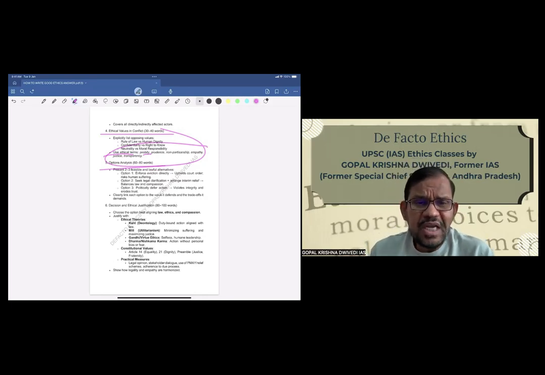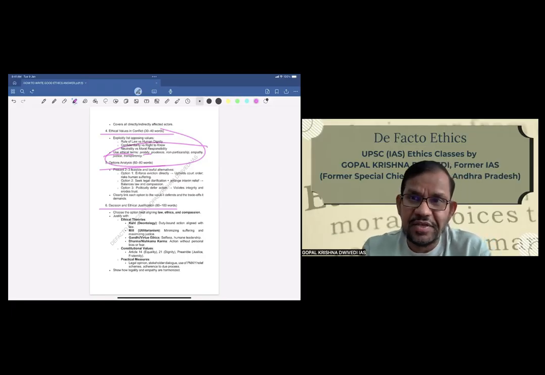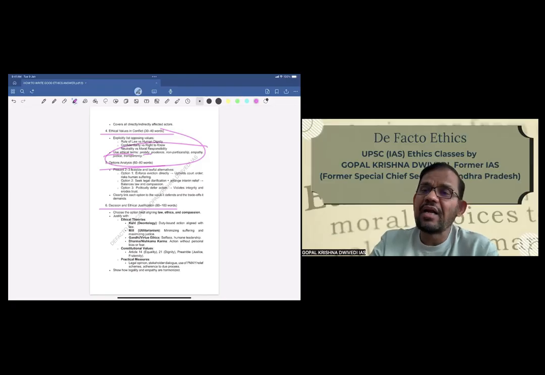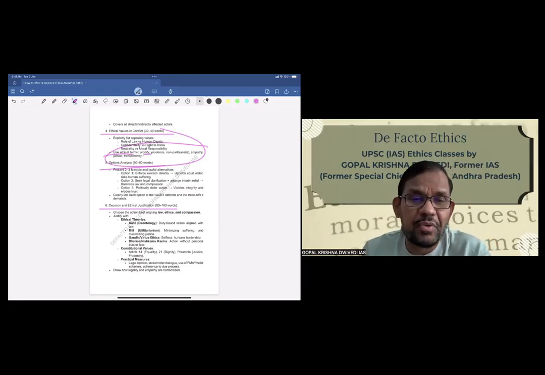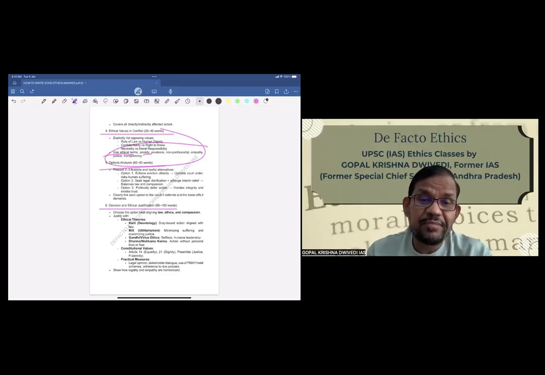Then decision and ethical justification. As I told, after analyzing all the options, you clearly say that this option is the best option as far as such and such case study, scenario or officer is concerned, and these are its justifications. So choose the best option, aligning law, ethics, and compassion, and justify it with ethical theories, constitutional values, and practical measures.